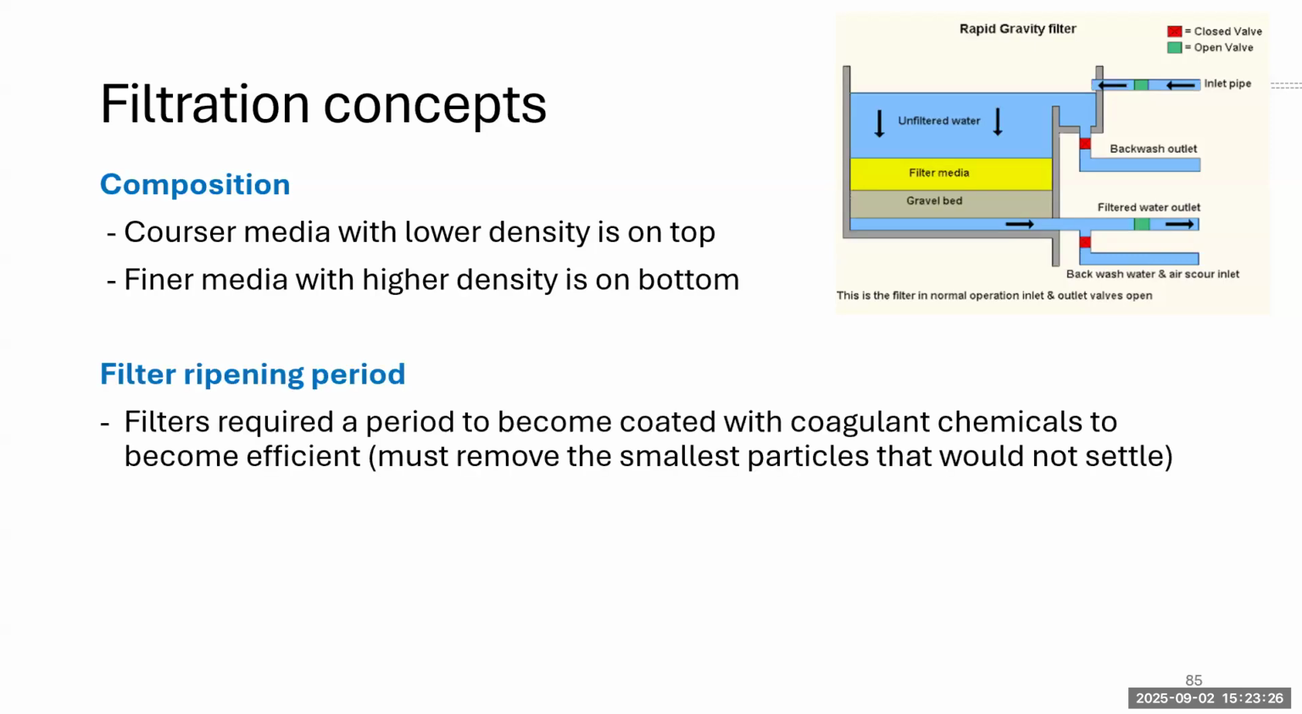Also, there's a filter ripening period. When the filter first starts working in the filter run, it has some higher turbidity. And that's called the filter ripening period because the media needs to become coated with the coagulant chemicals that we're feeding in order to be efficient at moving those very small particles. The coagulant chemical coats over the sand, for example, and then a particle comes along and it can adhere to the sand through adsorption because there are different charges.